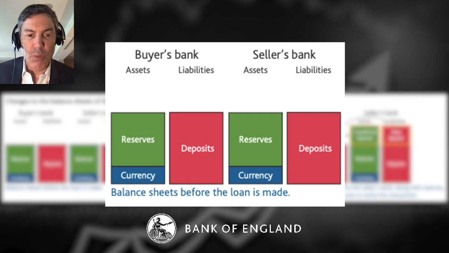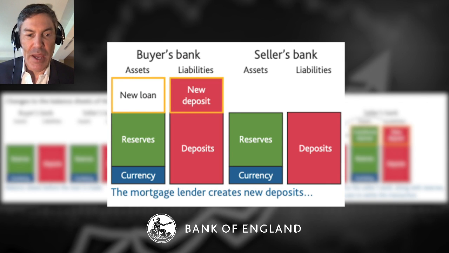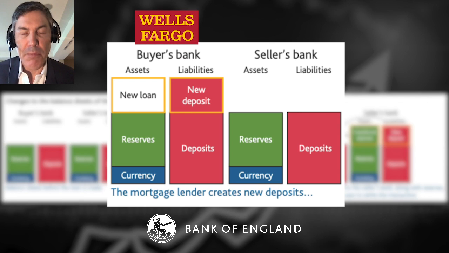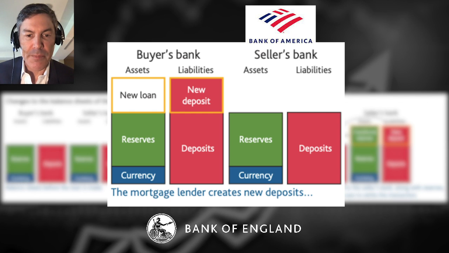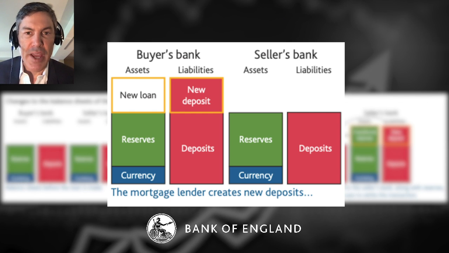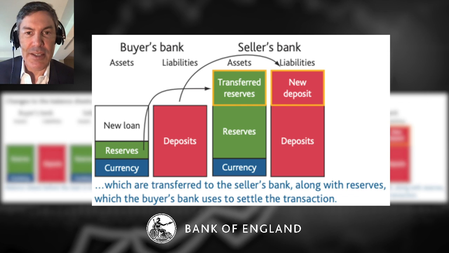So what happens when the buyer gets a loan from their bank is that loan is now an asset on the bank's balance sheet, but they create new deposits, therefore new liabilities. And let's assume for a moment that the seller is banking with a different bank. So the buyer banks with Wells Fargo, the seller banks with Bank of America. So what would happen is the buyer would transfer the money to the seller's bank account at their bank. So then the balance sheets would change significantly.